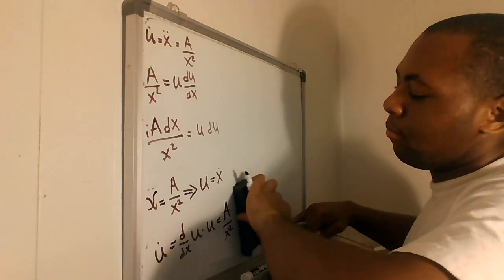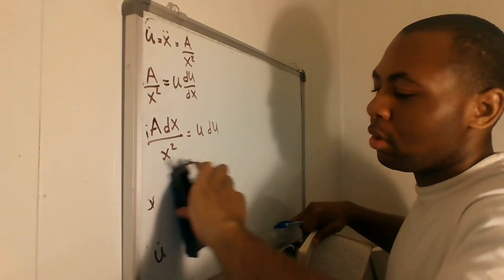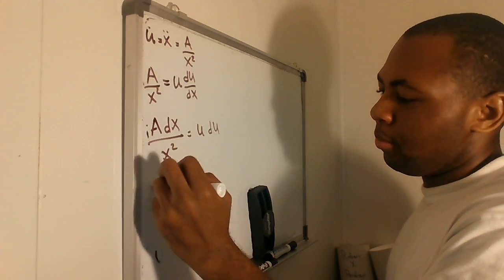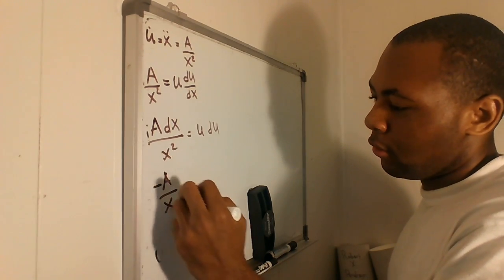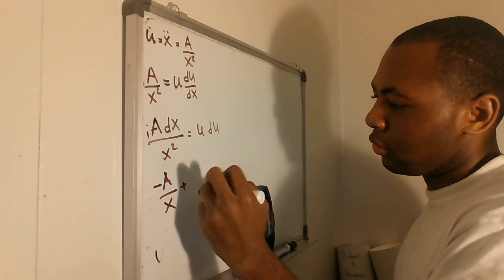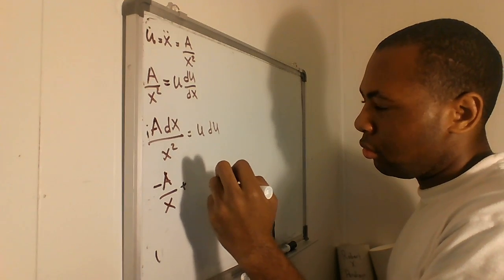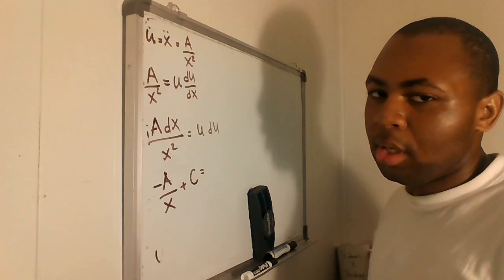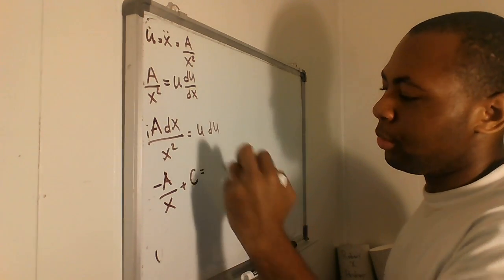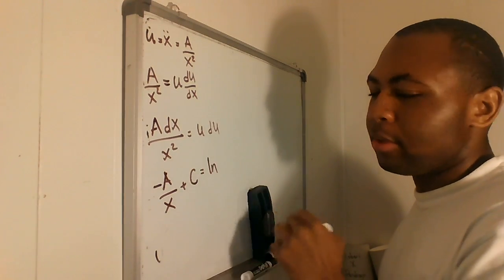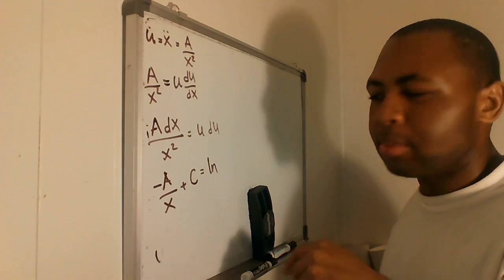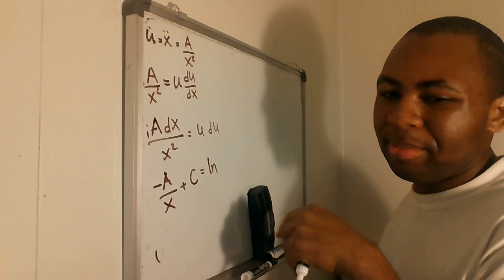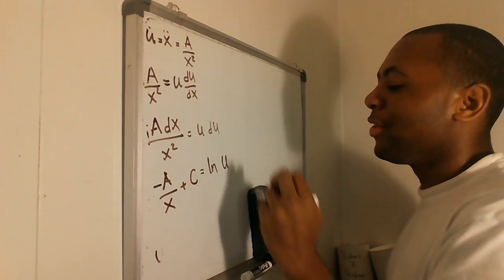We have a separable ordinary differential equation. This is minus a over x plus a constant c. It's an arbitrary constant at this point until we apply not boundary conditions, but initial value conditions, because this is a position.